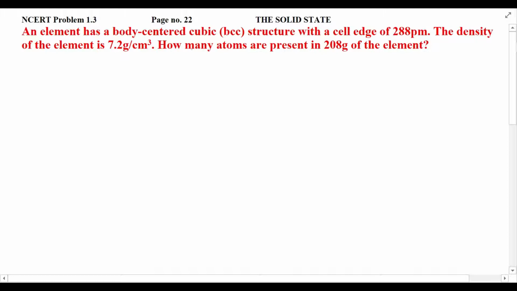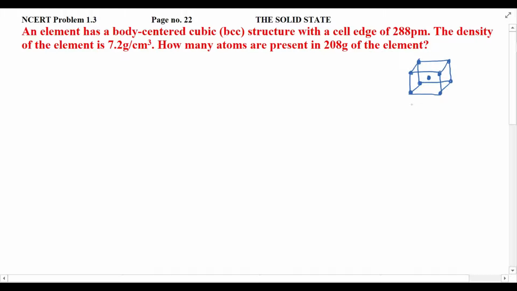Okay, you're having an element acquiring body-centered cubic structure, and the edge length of unit cell is 288 picometer. The density of the element is reported as 7.2 gram per centimeter cube, and they are saying if you are having 208 gram of the element, how many atoms are there in this element, right? So first of all, we'll see body centered cubic structure. That means the atoms of element are arranged on the corners as well as one atom is arranged in the center of the body.